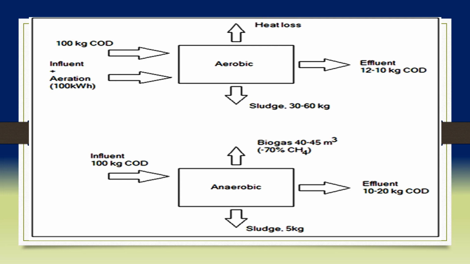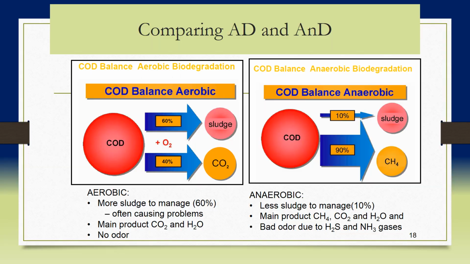So this is the general figure for the aerobic and anaerobic. So kita boleh tengok kat sini, for aerobic, it will produce more sludge. For the anaerobic, it will produce more biogas. Okay, so this is the difference between the aerobic and anaerobic. So bila aerobic tadi produce more sludge, and for the anaerobic dia akan produce more methane tadi.